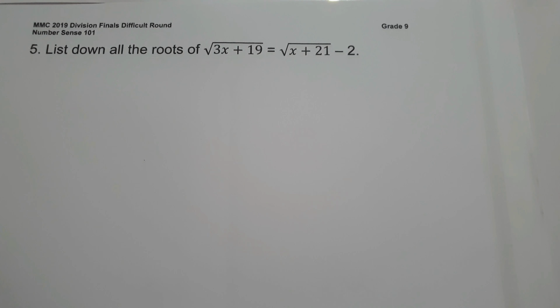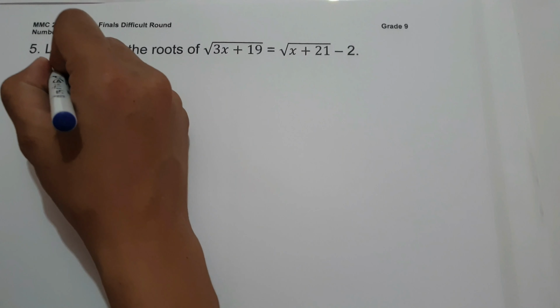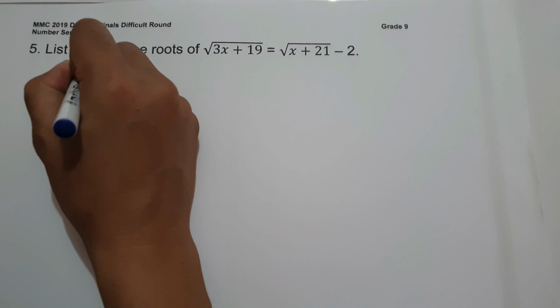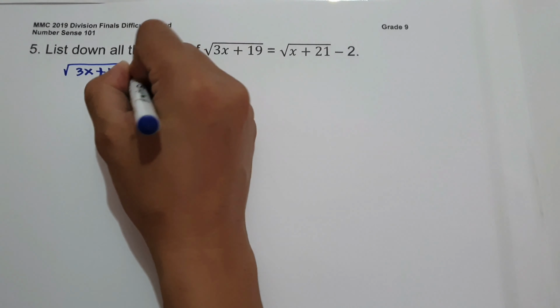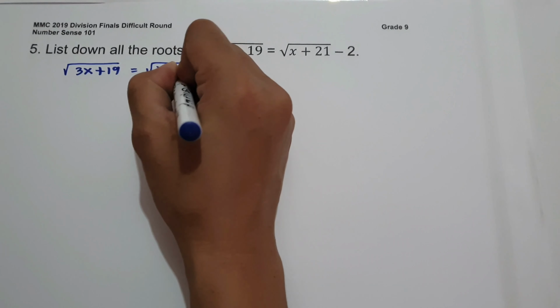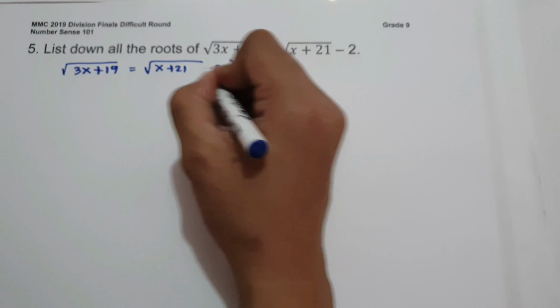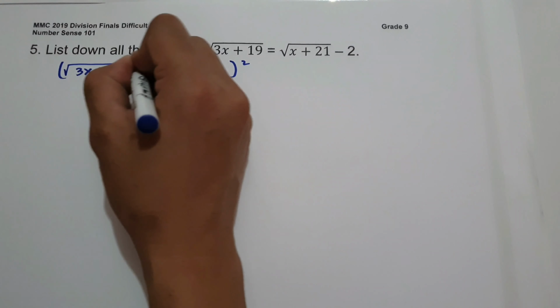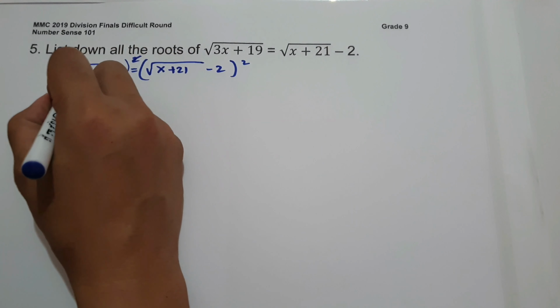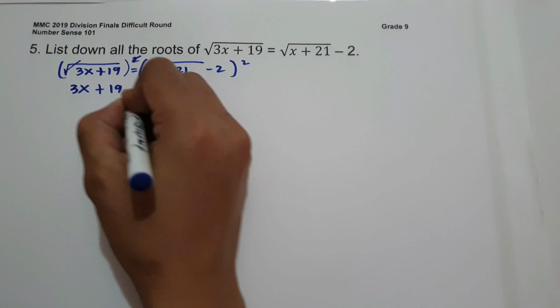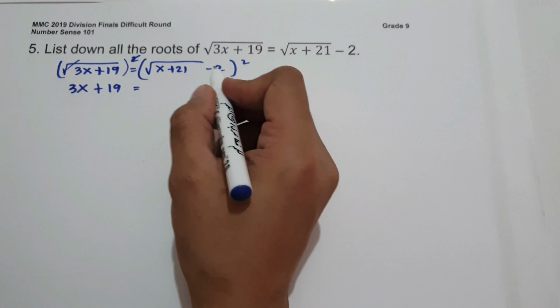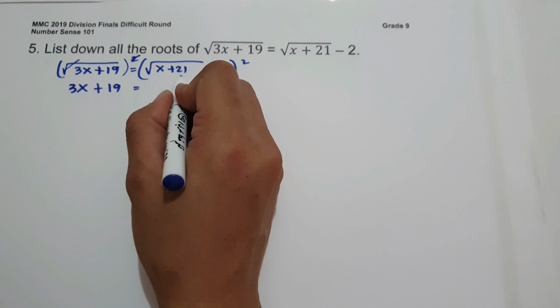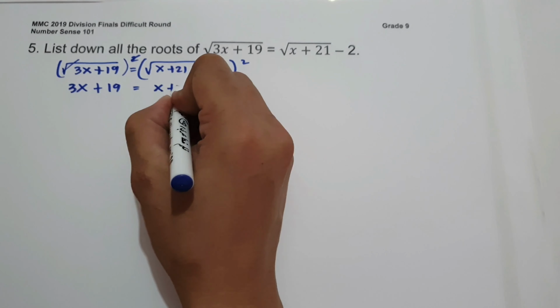On number 5, list down all the roots of square root of 3x plus 19 equals square root of x plus 21 minus 2. So let us rewrite the given. So we have here square root of 3x plus 19 equals square root of x plus 21 minus 2. So let us square both sides of the equation. So let us cancel this one. So this will be 3x plus 19. So we have a square of binomial. Square root of x plus 21 multiplied by itself, that is x plus 21.